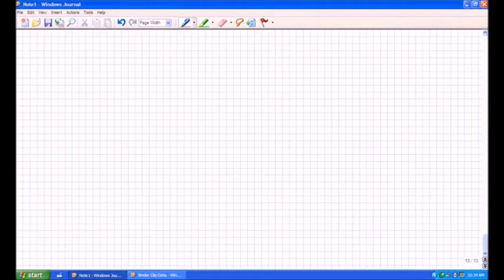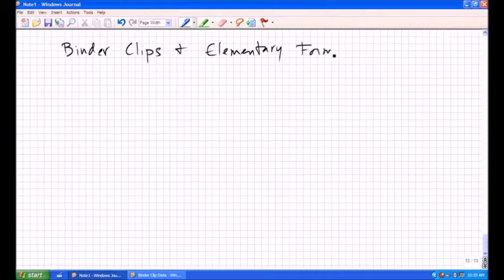for the binder clips. And these elementary formulas. What do I get?